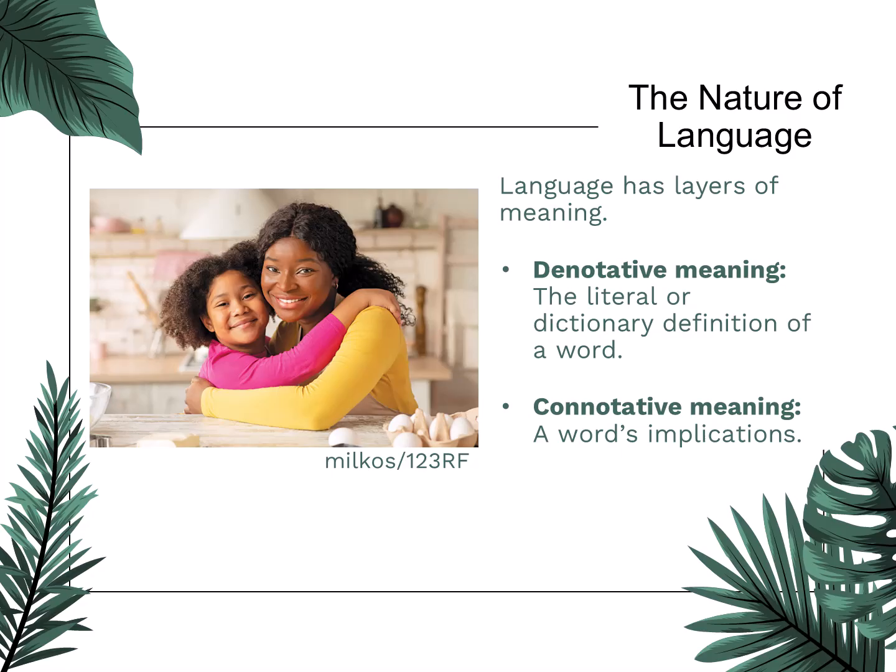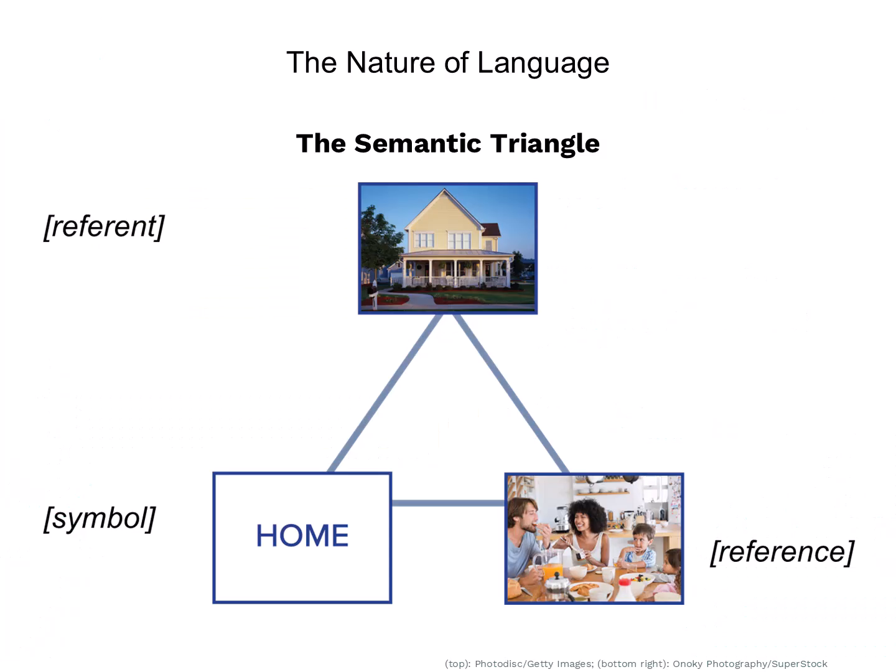There's different layers, and we go through that. Oftentimes, connotative comes up a lot more than the literal meaning because us as humans, we tend to sway towards emotion more. Now you have the semantic triangle of things. And in this case, you're looking at this triangle, and on the top you have a picture of a physical home, right? That is the referent.